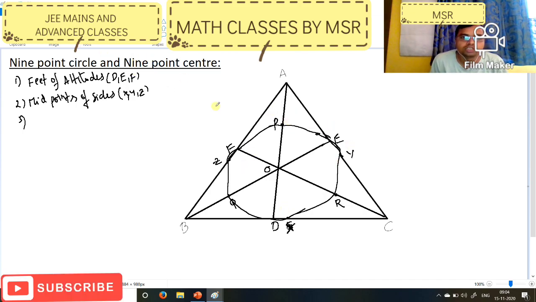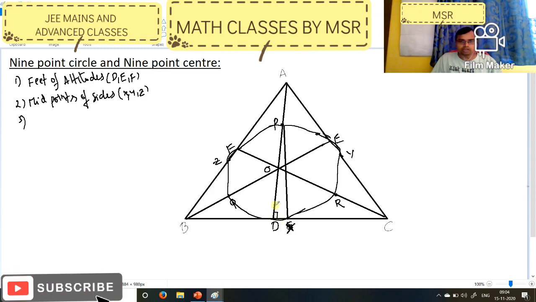So the circle which passes through the feet of the 3 altitudes and the 3 side midpoints as well as the midpoints of the line segments joining vertex to the orthocenter, these 9 points, the circle passing through these 9 points is called a 9-point circle. Now comes to what is the 9-point center. So let us join P to X. Now already we know that AD is altitude.